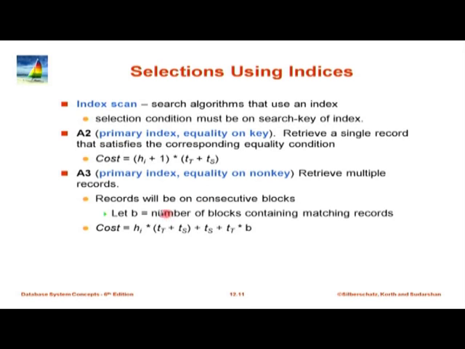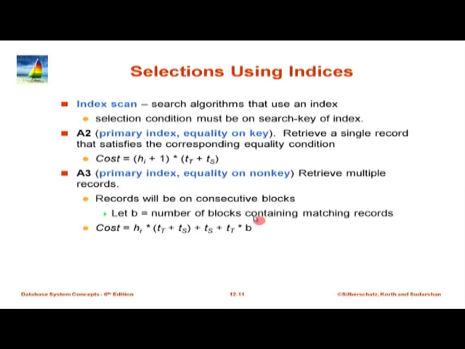So let B be the number of blocks containing matching records. You can take the estimated number of matching records divided by how many records fit in a block to estimate this. So the cost here is hi times (transfer plus seek) to get to the leaf, and after that there is one seek to reach the first block containing the required data, and then I am going to read B consecutive blocks.